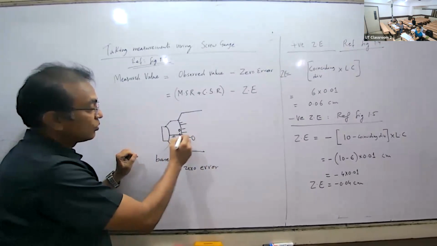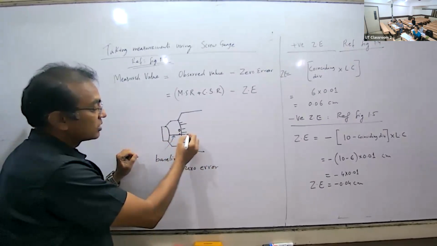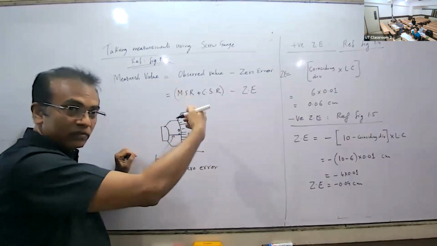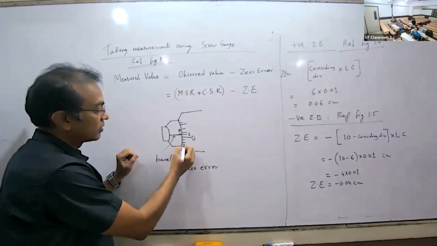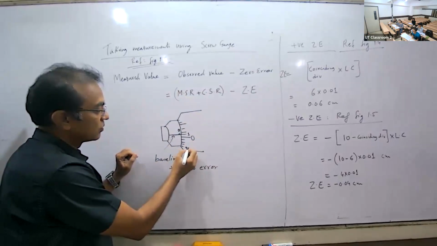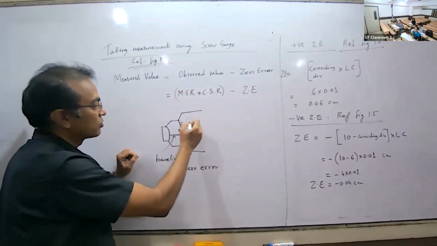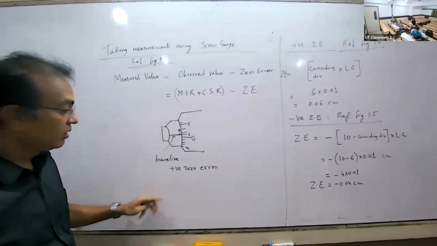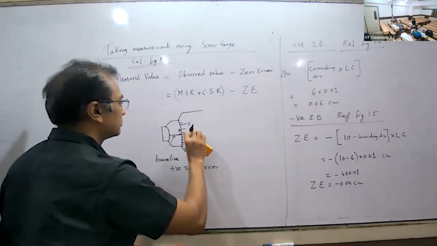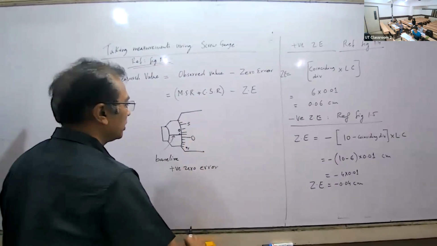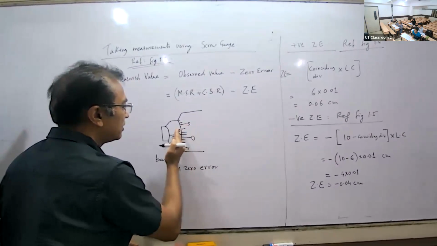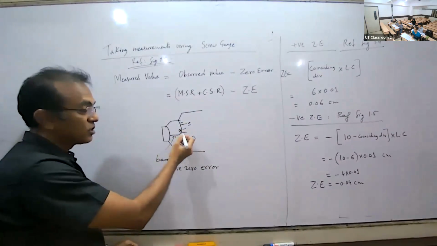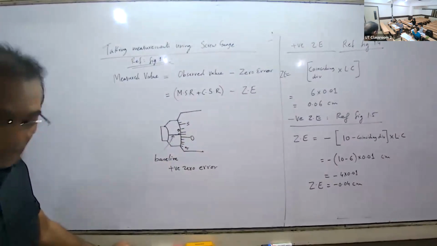So whichever division is coinciding, like this is 1, and this is 100 when it takes a full round. So this will be somewhere around 95, and this is 5, and so on. So it is showing positive zero error. But if this zero was above, and you see that this zero is hidden inside, that means it is showing less length. So it will be negative zero error.